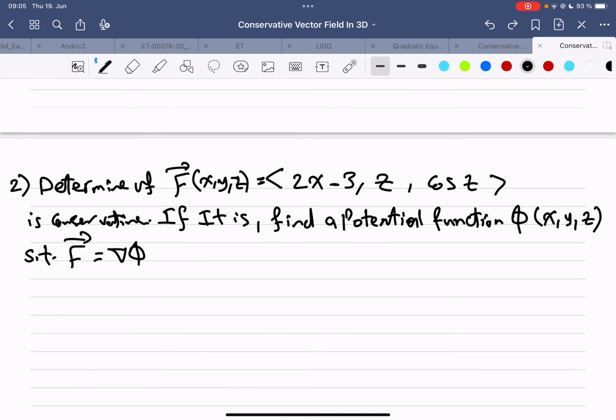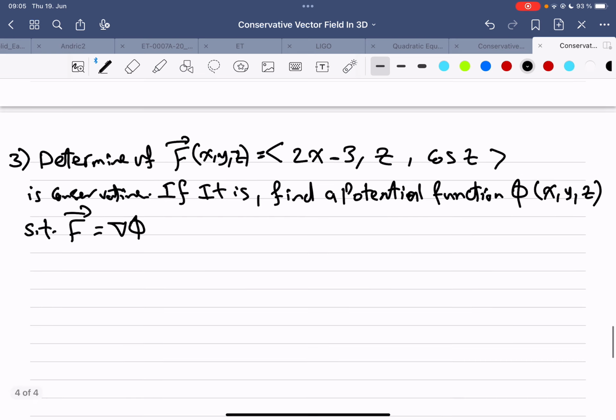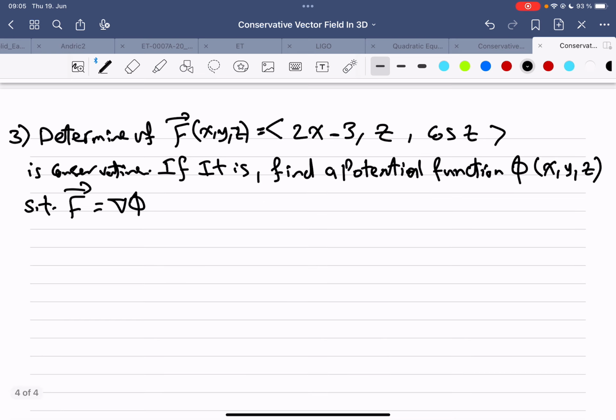Third example, determine if f equal 2x minus 3 z cosine z is conservative. If it is, find a potential function phi such that f equal gradient of phi. We will start by our condition.